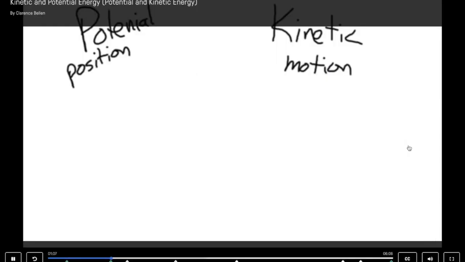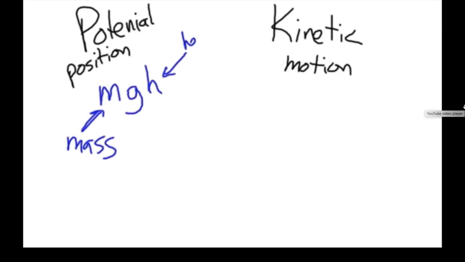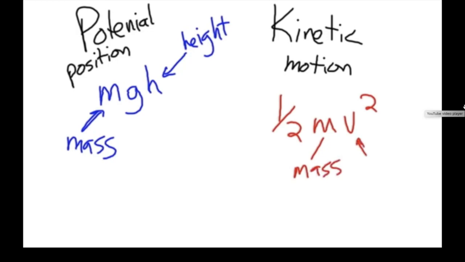Potential energy is mgh, where m is mass, g is gravitational acceleration, and h is the height. And then kinetic energy is 1/2 mv squared, where m is mass and v is the velocity of the object. Now, the best place to look at how energy is converted.